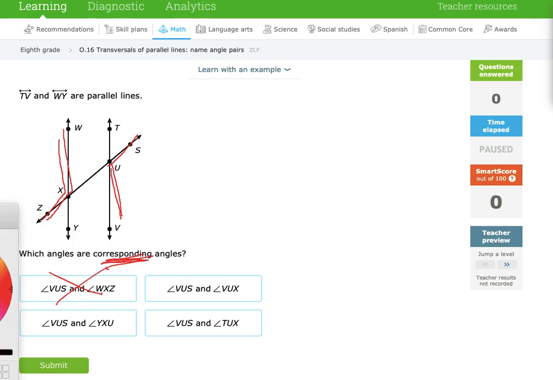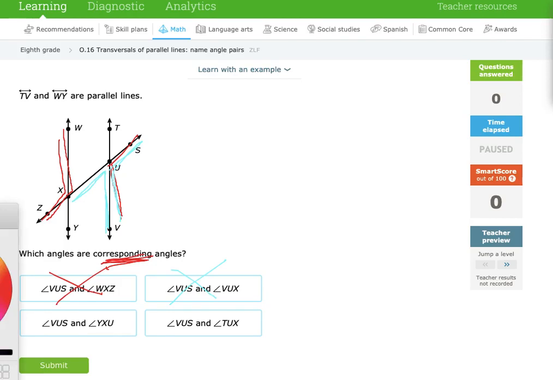Okay, let's pick a different color so that we can label this better. Next one, angle VUS, this one, and angle VUX, VUX here. Okay, they look like they're both on the right-hand side, but one's on the top and one's on the bottom, so that doesn't work either.